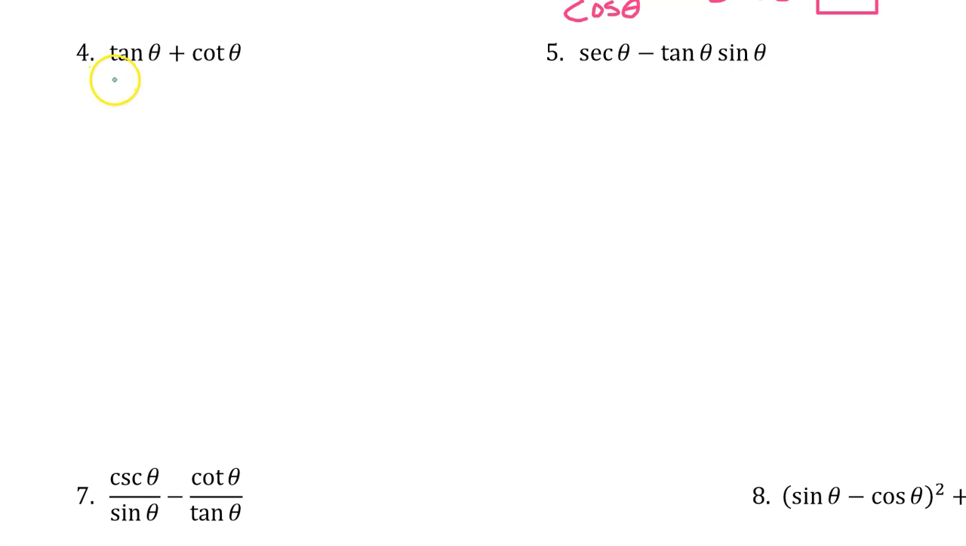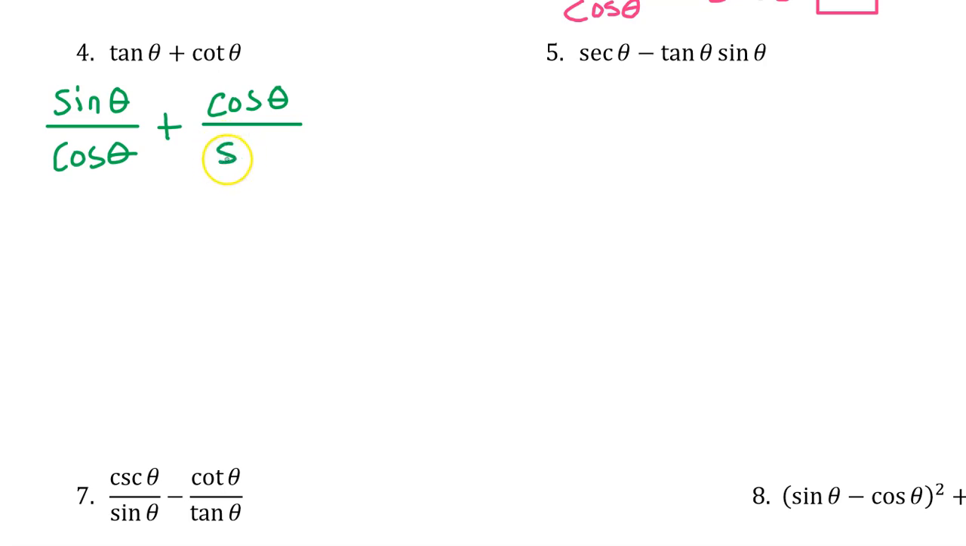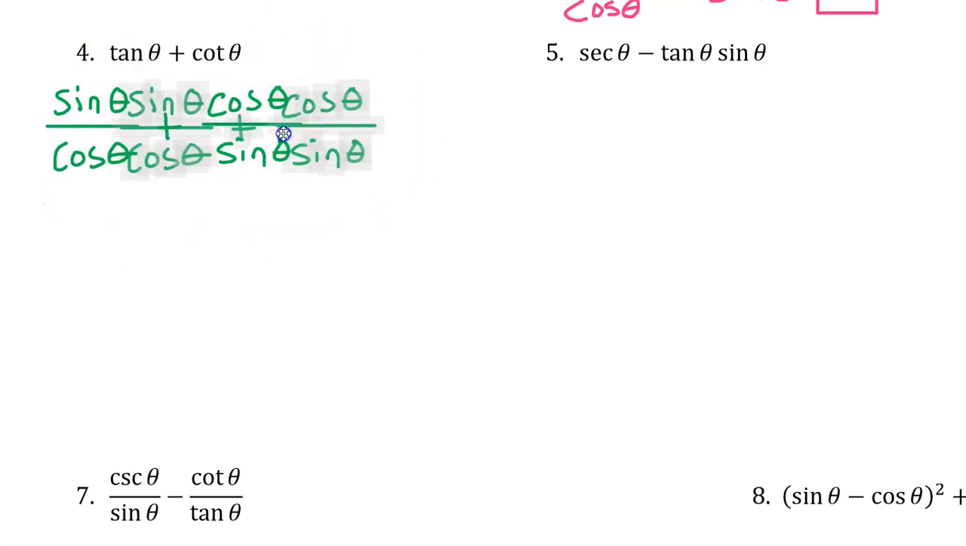So on number 4, I think I'm going to fall back on our favorite strategy of rewriting everything in terms of sine and cosine. Tangent theta can be written as sine theta divided by cosine theta. And cotangent theta can be written as cosine theta divided by sine theta. When I have two fractions that are being added or subtracted, my instinct is to form like denominators. I'm going to slide this over a bit to make room.